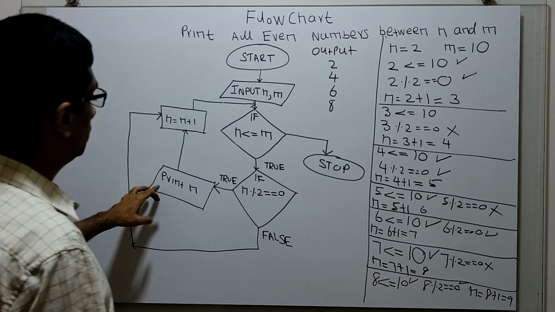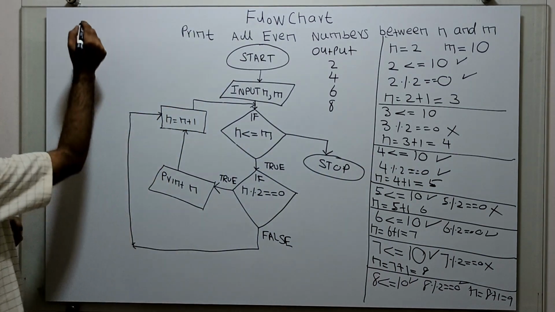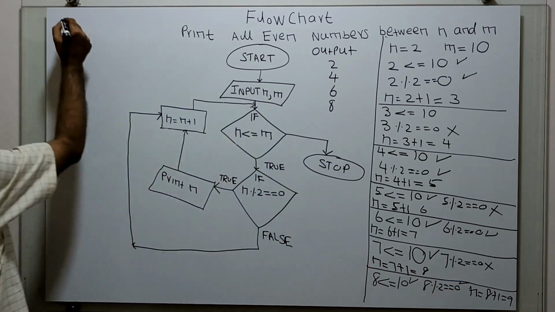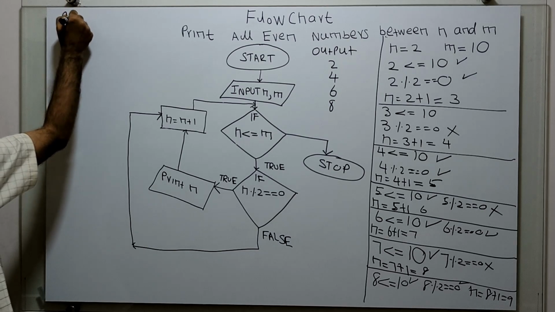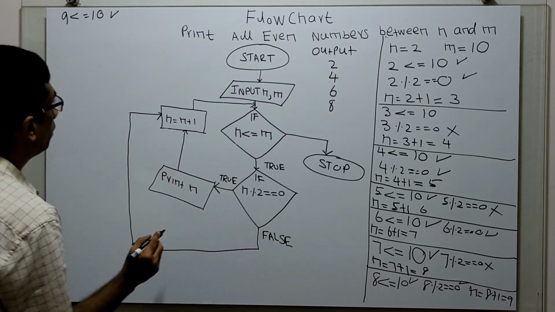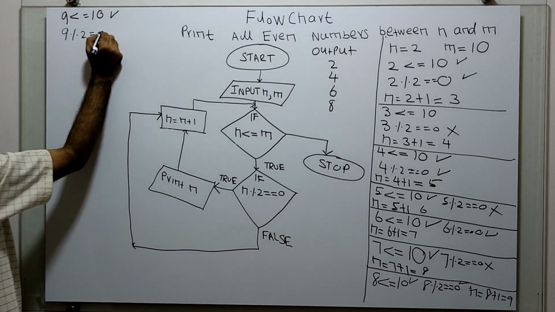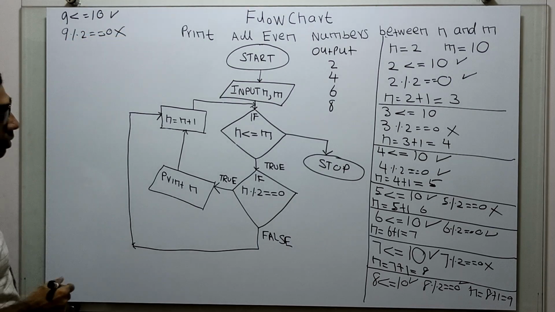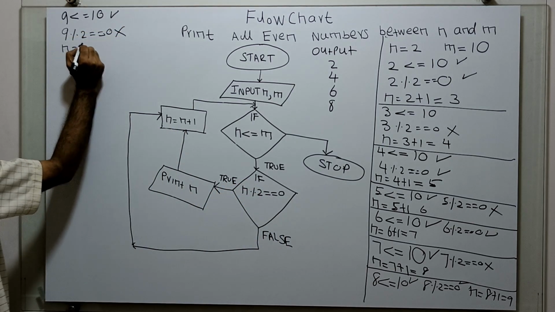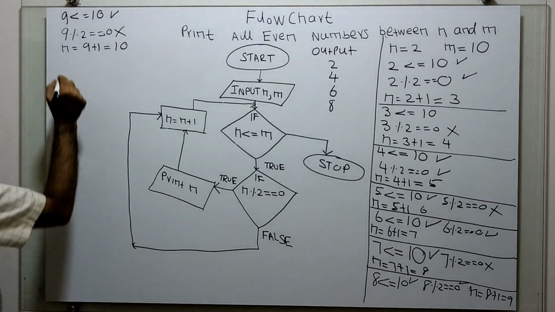So I am getting the next iteration here. It will check now. The n value is 9. n less than or equal to m: 9 less than or equal to 10, which is true. It will check n modulo 2 equal to 0. 9 modulo 2 equal to 0 is false. So it will increment n by 1. n equal to 9 plus 1, which is equal to 10 now.